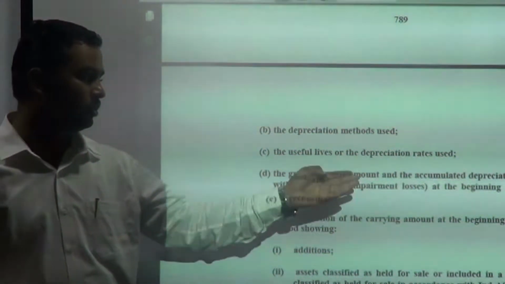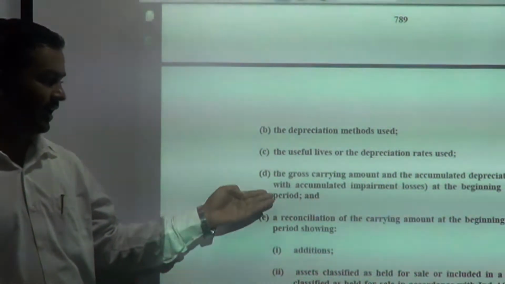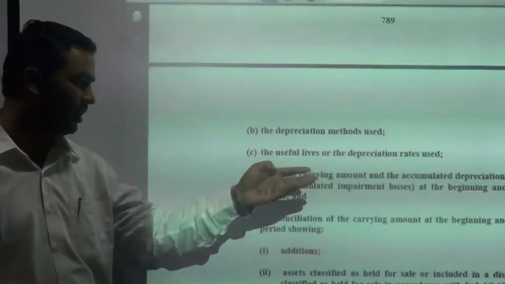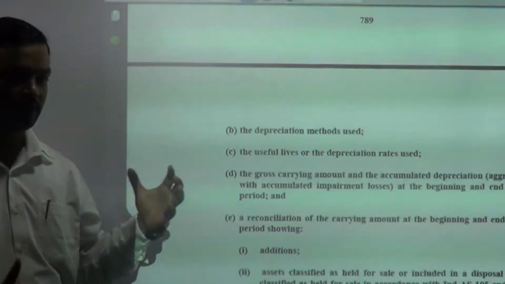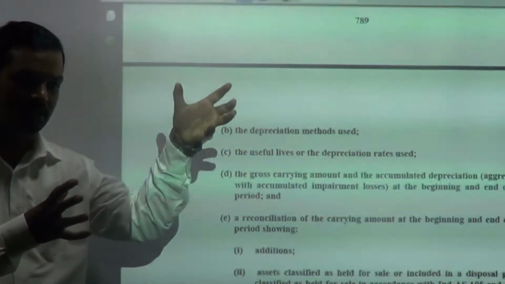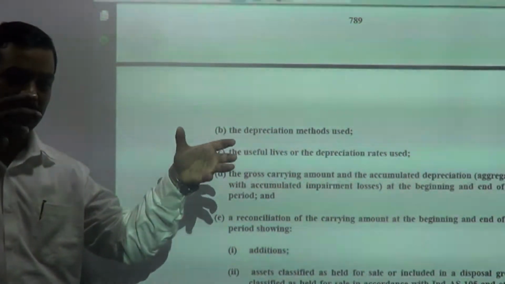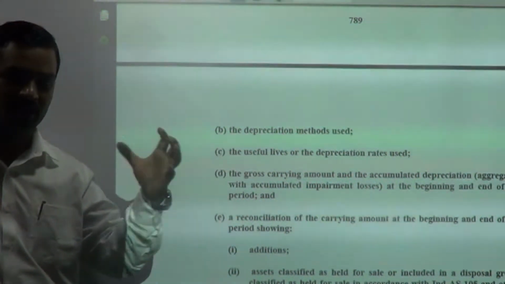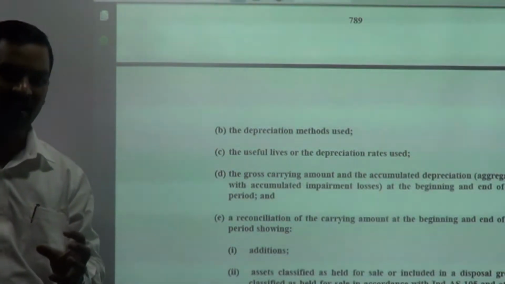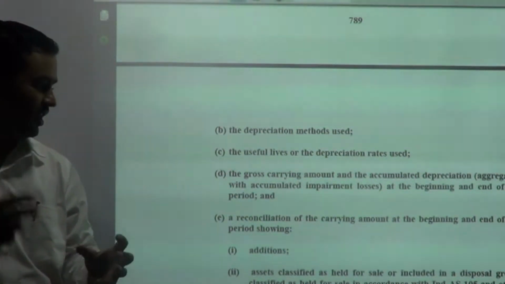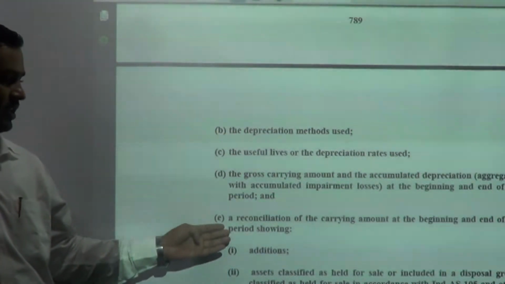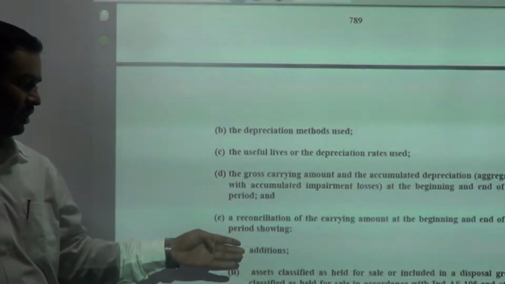The gross carrying amount, accumulated depreciation, aggregated with accumulated impairment loss at the beginning and at the end of the period. So we have to disclose at the beginning of the year what was the gross carrying amount, accumulated depreciation, accumulated impairment loss at the beginning of the year, gross carrying amount at the end of the year, accumulated depreciation and accumulated impairment loss at the end of the year. Then we have to give a reconciliation of carrying amount at the beginning and at the end of the period.